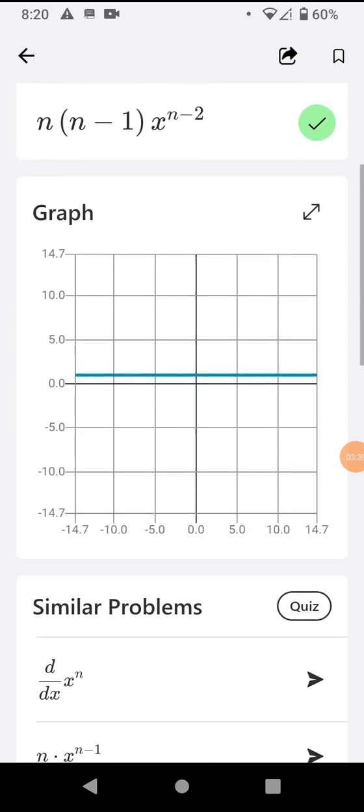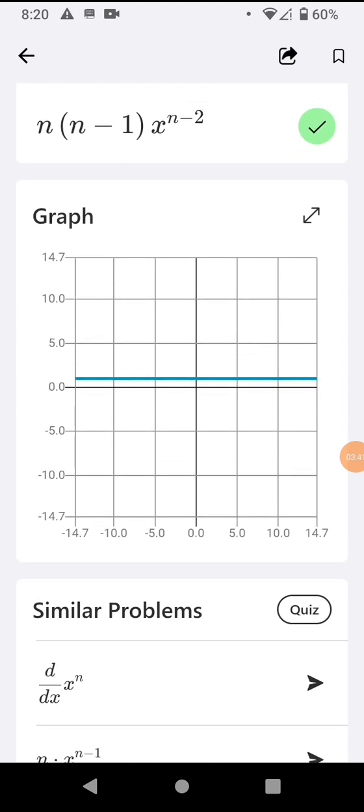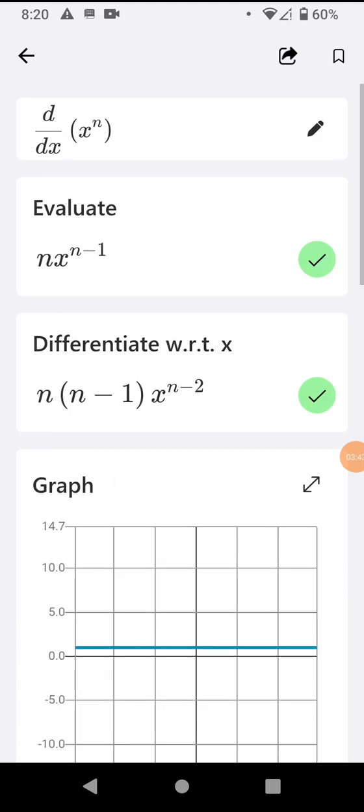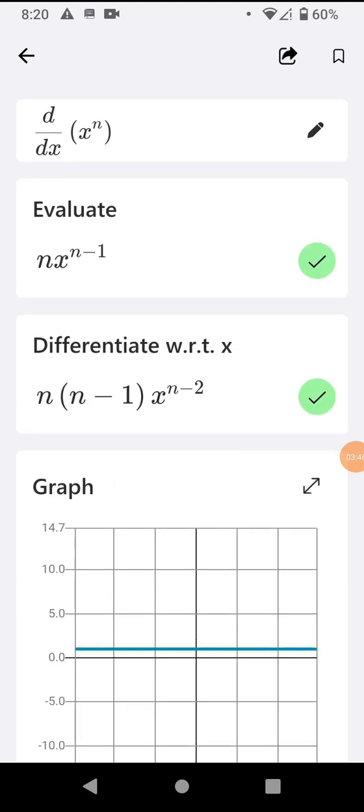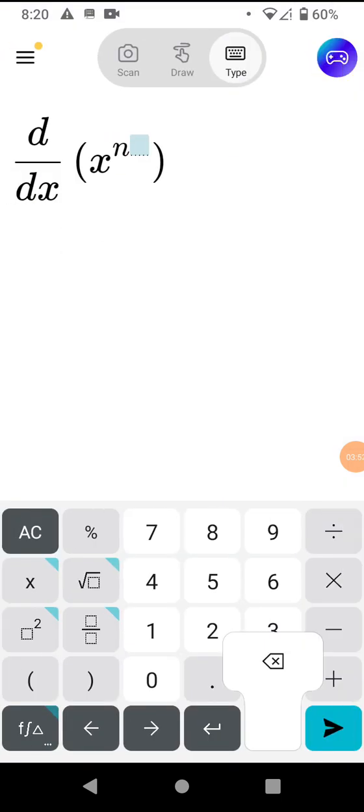Graph. I have no idea what this graph means, though. I do. What does it mean? But you have to figure it out yourself, but I do. Okay. Anyway, let's go to another one.